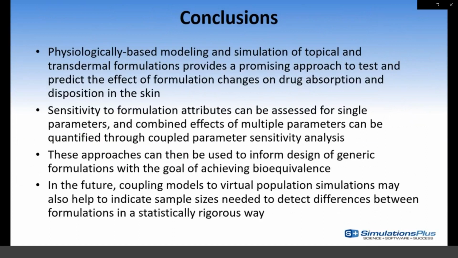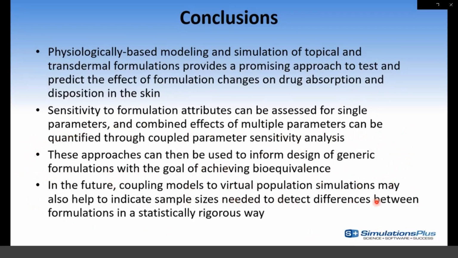So to conclude, physiologically based modeling and simulation of topical and transdermal formulations provides a promising approach to test and predict the effect of formulation changes on drug absorption and distribution in the skin. Using this type of modeling approach, sensitivity to formulation attributes can be assessed for single parameters, and the combined effects of multiple parameters can be quantified through coupled parameter sensitivity analysis. These approaches can then be used to start to inform the design of generic formulations with the goal of achieving bioequivalence.